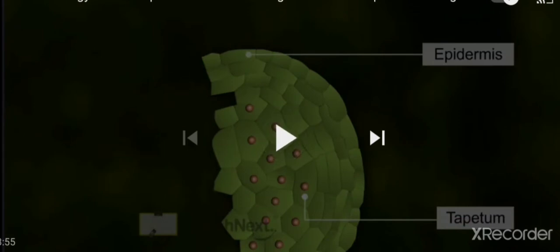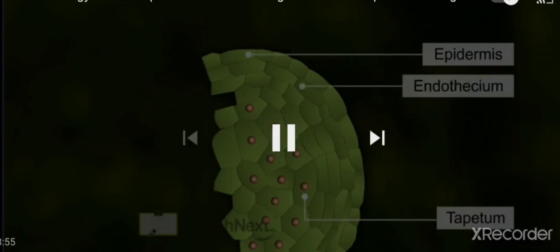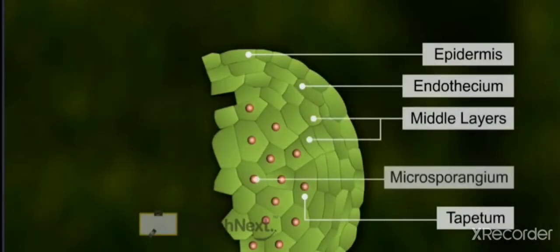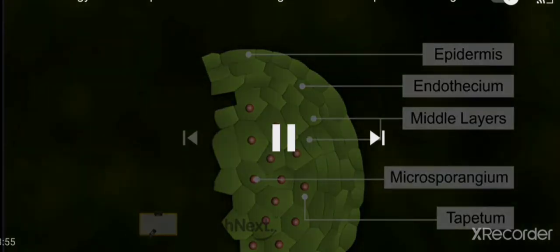Here you can see the outer layer of the anther, that is the epidermis. You can see a single layer of cells, isn't it? Only a single layer of cells. So the epidermis consists of only a single layer of cells. And then comes the next layer. The epidermis is followed by the endothelium. Then the middle layer, tapetum and microsporangium.